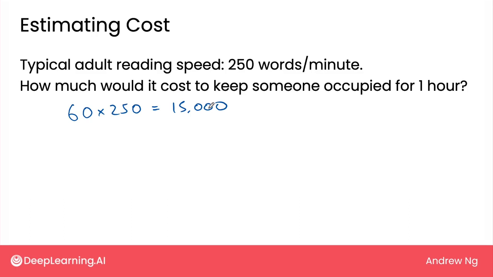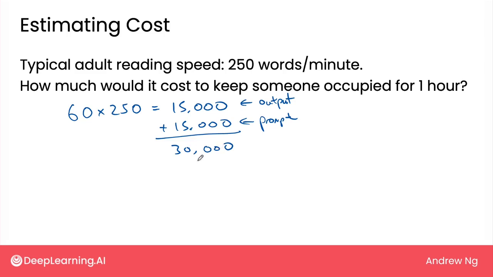But we need to prompt the LM as well to get it to generate this output. So if we assume that the length of the prompt is comparable to the length of the output, that might add another 15,000 words. That is, if we need to prompt it in total for 15,000 words worth of input, and then also generate 15,000 words of output to keep someone occupied for an hour. Of course, this is a very crude assumption, but probably good enough for the purposes of building intuition. So in total, we need to pay for 30,000 words.